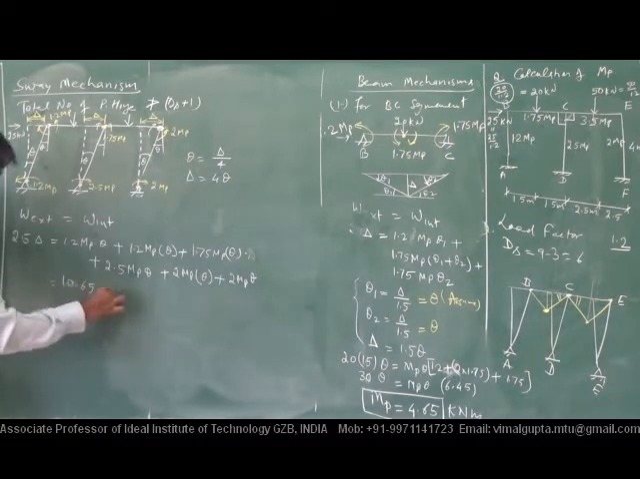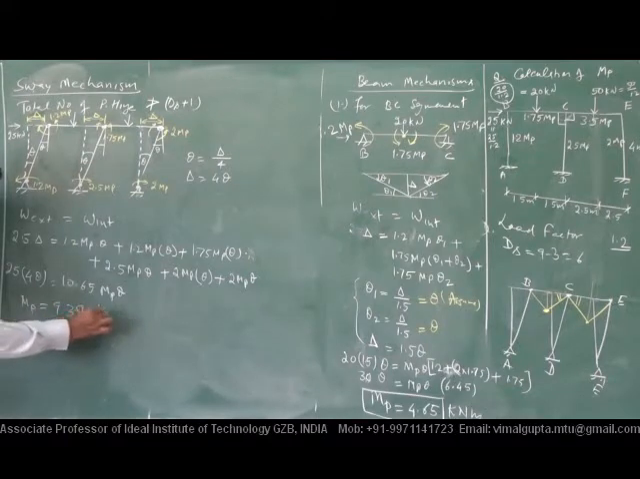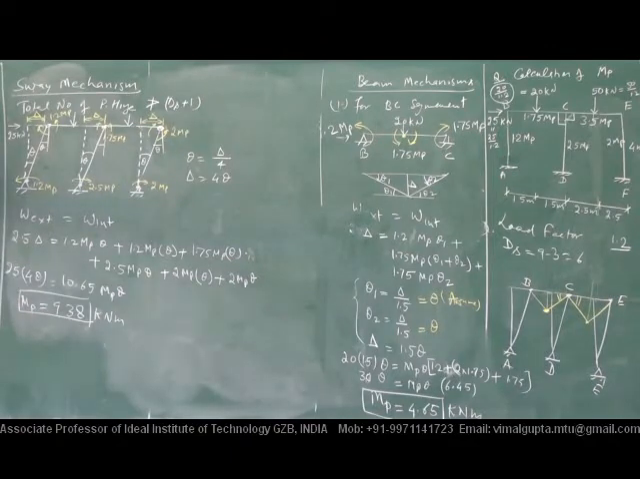10.65 MP into theta. Okay. Here 25 multiplied by 4 times theta. Therefore, the value of MP can be calculated as 100 divided by that one, which is 9.38 kilonewton meter. Okay.